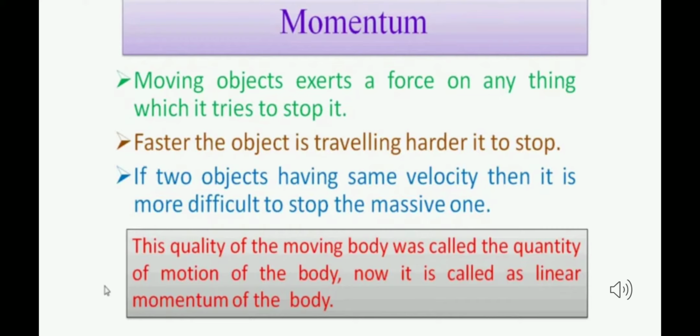Okay. So these two things have been clubbed, and this quality of the moving body was called the quality of motion of the body, and now it is called linear momentum. Momentum in a straight line is linear momentum. And what is linear momentum? I mentioned p is equal to mass multiplied by velocity. That means the product of mass and velocity is linear momentum. Okay, so we move further.